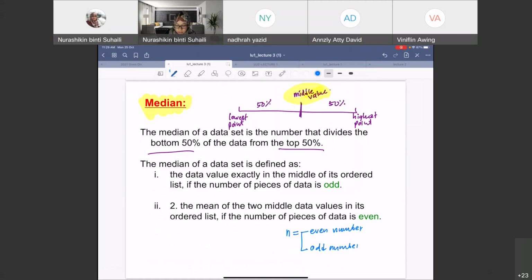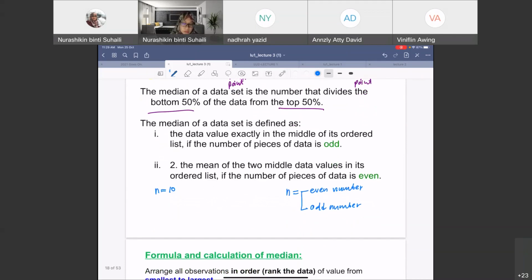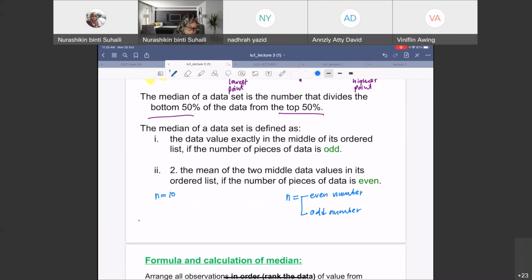Okay, so for example, let's say the total n is 10. 10 is even, right? 2, 4, 6, 8, that is even. So let's say n is 10. It means that you have 10 points: 1, 2, 3, 4, 5, 6, 7, 8, 9, 10. This is 1, this is 10. This is first. Okay, so now let's say you have arranged your data from the lowest to the highest.